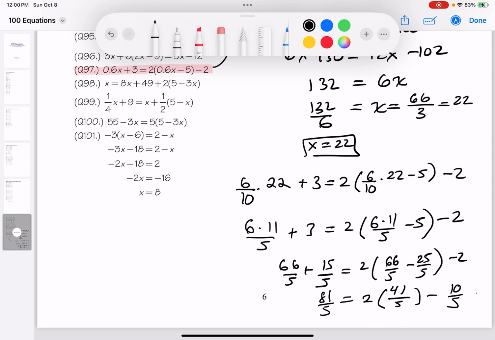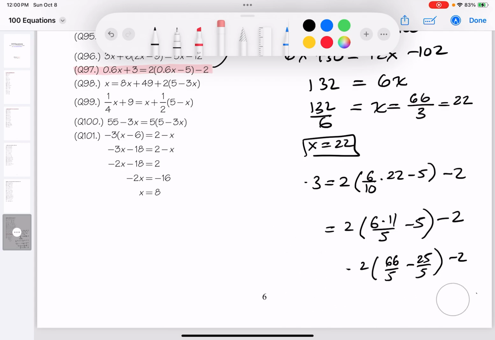I think I made a mistake. And I'm glad I made a mistake. 82. That can't be right. I'll tell you why. I'm not getting what I want. It's 82 minus 10, which is not that, all right? Now, did I make a mistake somewhere? I don't know. We're going to go back over it.